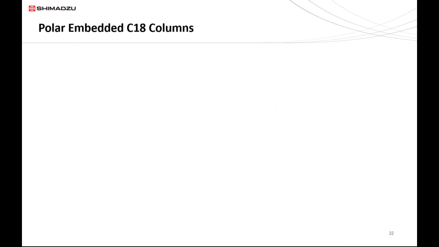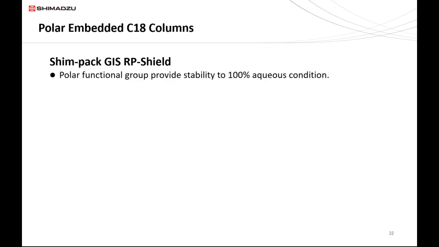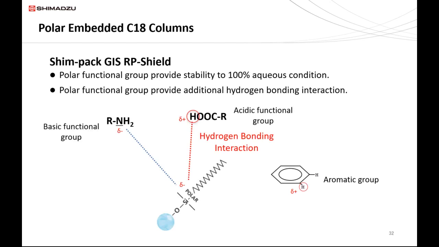For example, the Shimpact GIS RP Shield column is another type of C18 column called the polar embedded C18 column. A polar functional group is embedded between the silica surface and the C18 phase, making it stable for fully aqueous condition. The polar functional group also provides additional hydrogen bonding interaction with analytes that are able to interact via hydrogen bonding.